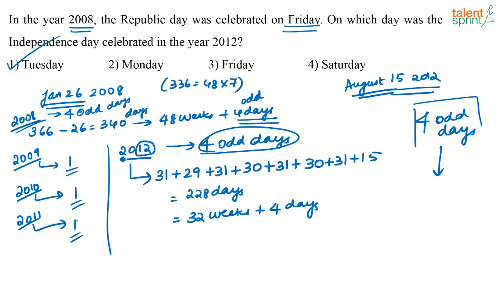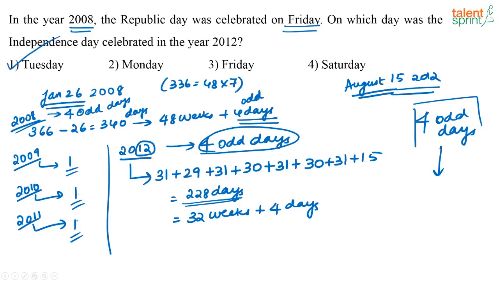Now look at the year 2012. Do I take 2012 completely? I need not. I have to take only till August 15th, 2012. So from January 1st, 2012 till August 15th, I am seeing how many days there are, again to calculate the number of odd days. So 228 days are there, which is equivalent to 32 weeks plus 4 odd days. So the number of odd days in 2012, from January 1st till August 15, is 4.